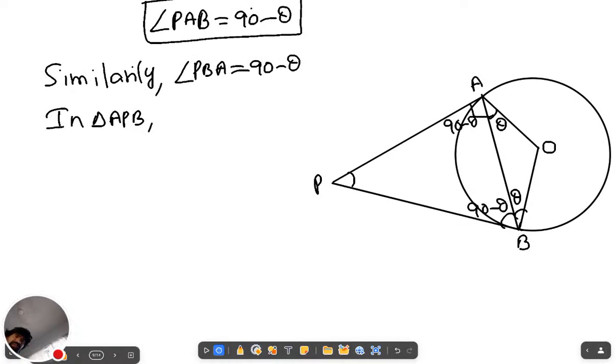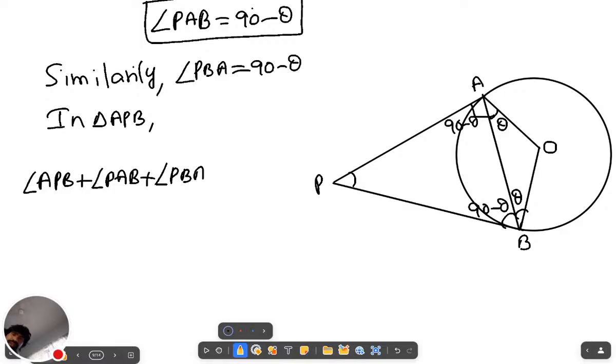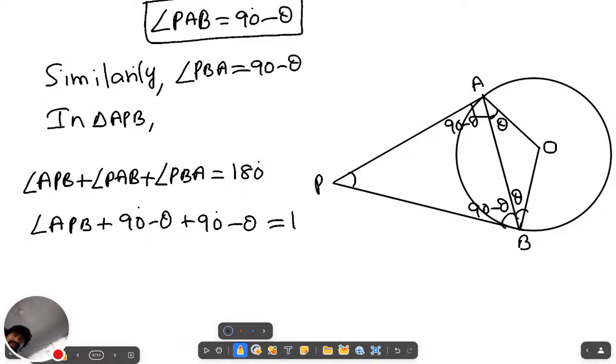in triangle APB, angle at A plus angle at B plus angle at P are all equal to 180 degrees. This means angle APB plus angle PAB plus angle PBA equals 180 degrees. The sum of the interior angles of a triangle is 180 degrees. So angle APB as it is, angle PAB we already know is 90 degrees minus theta. Angle PBA is also the same, 90 degrees minus theta, equals 180.